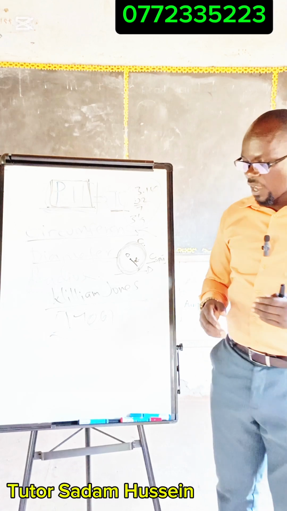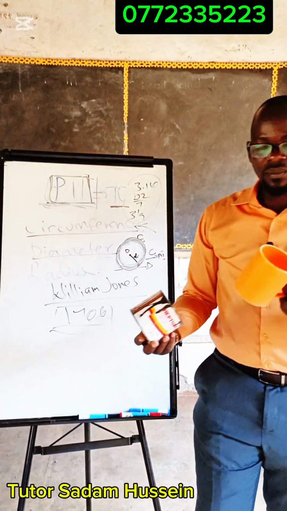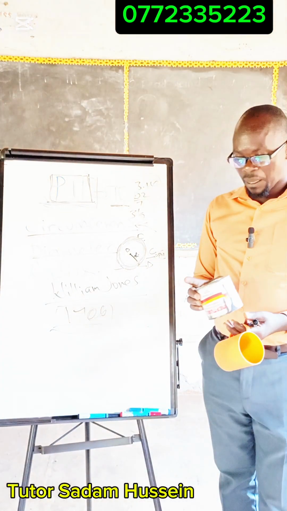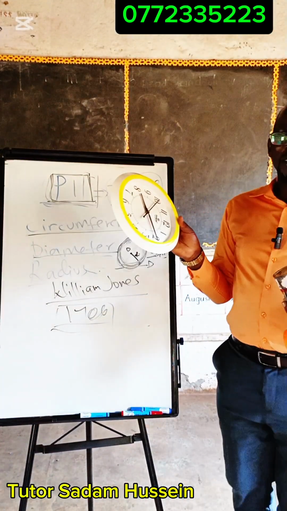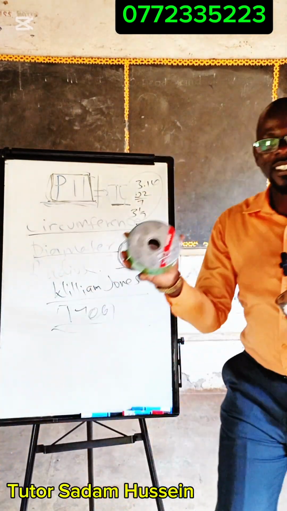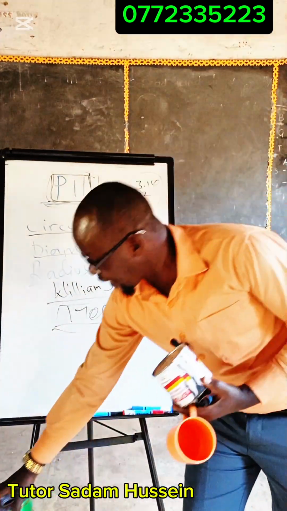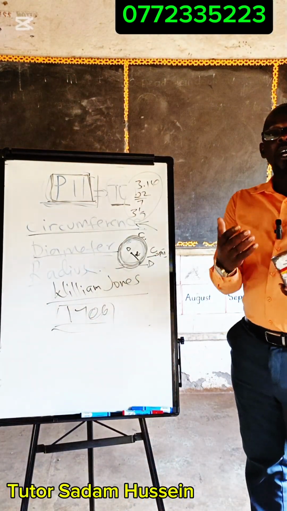But today with me here, I have some few items that we are going to use. I have this. I know this one is there at home. I have this tin. I also have this, which is circular in nature. So today I'm going to try using them.